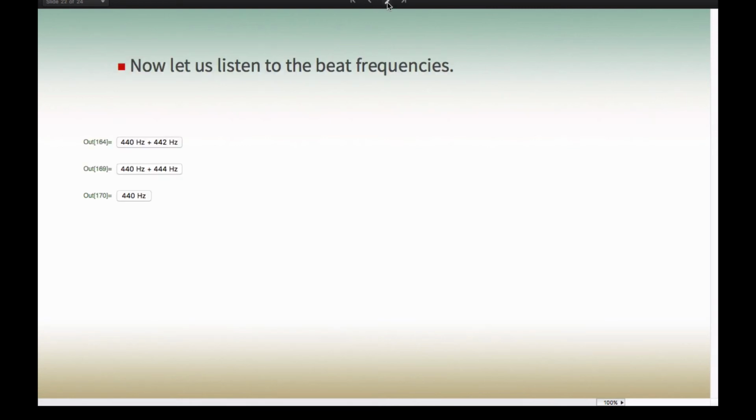Hey, let's see how this sounds. So if I'm tuning my guitar to 440 hertz and it's out of tune, 442, let's see how it sounds. Now in this case, if it's 440 hertz, the other frequency would be a little higher. Let's listen. And finally, when they're in tune.